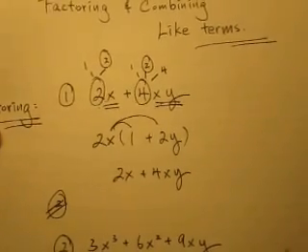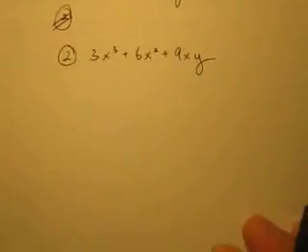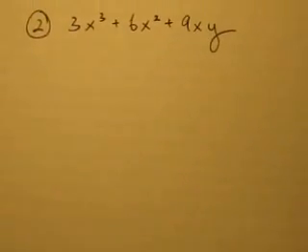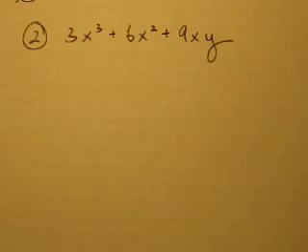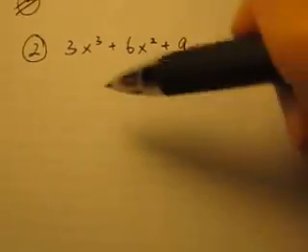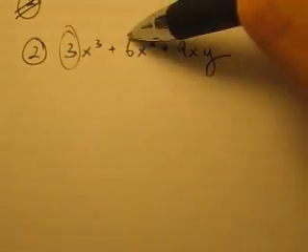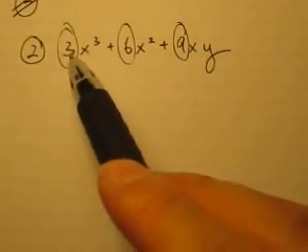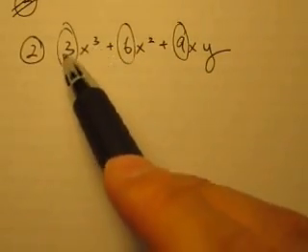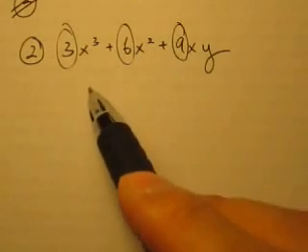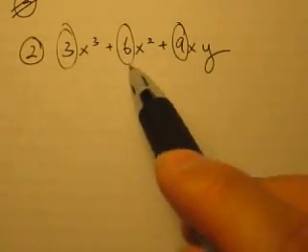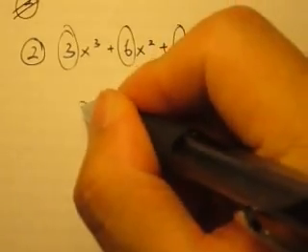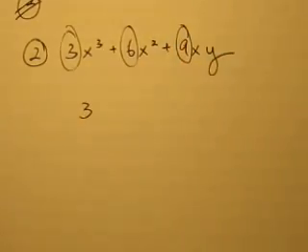Check your answer. Now, we're going to do a different example. We have the expression 3x cubed plus 6x squared plus 9xy. Again, we circle the numbers in each term: 3, 6, and 9. We circle the numbers in front of the variable, not the exponent, just the number in front of the variable. What is the common factor for 3, 6, and 9? Well, the common factor is just 3.